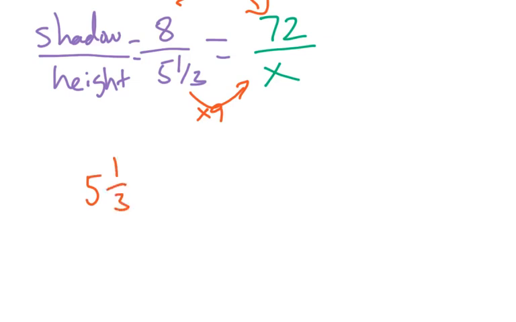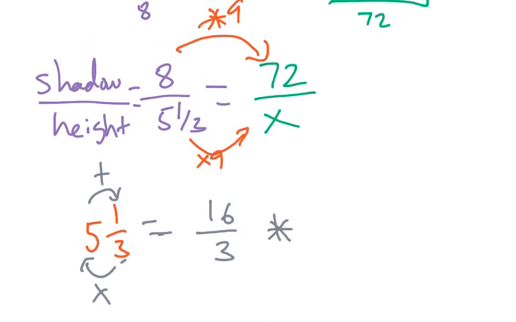is convert it into an improper fraction. So 3 times 5 is 15 plus 1. Remember, this is the Texas method. You multiply, so 3 times 5 is 15. Then you add 1. So 16 over 3. And we're going to multiply this by 9, right? And this should be an easy exercise because 3 goes into 9 3 times. 16 times 3 is 48.